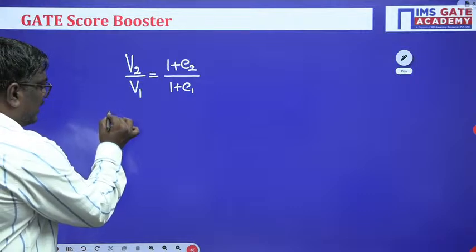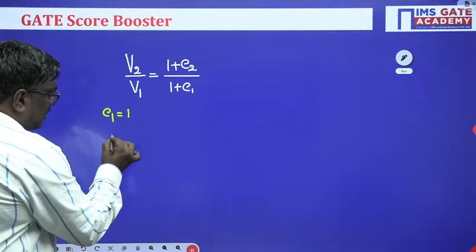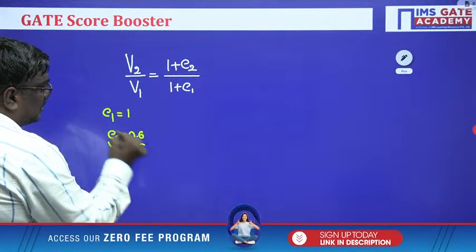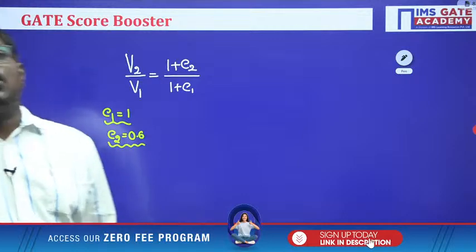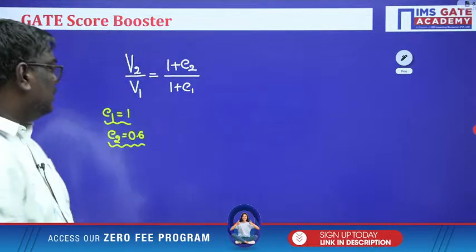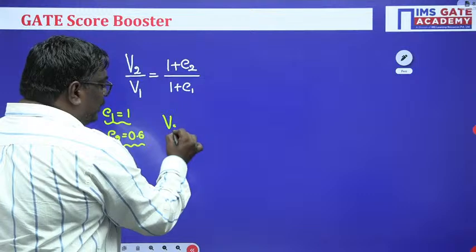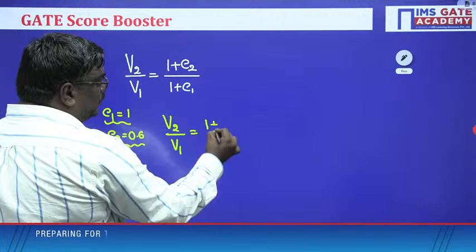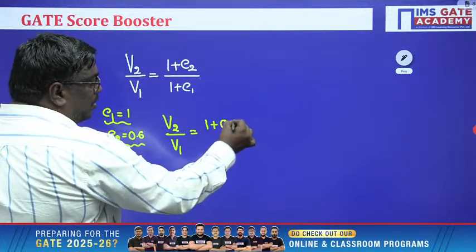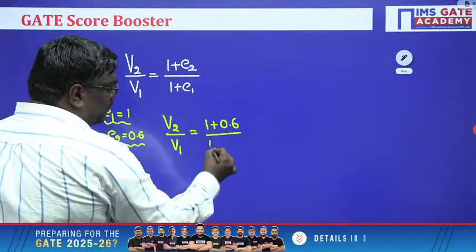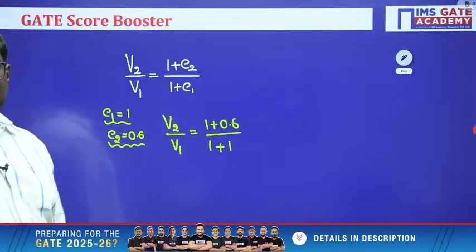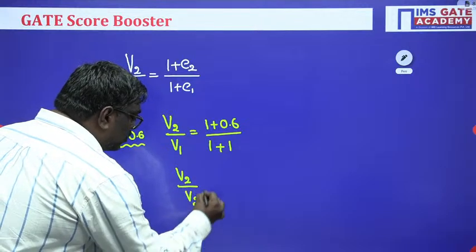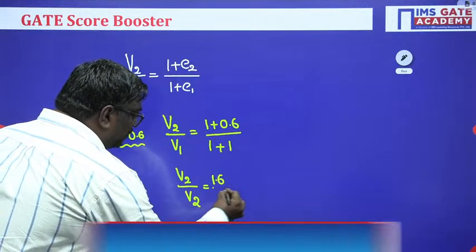Now, initially the void ratio e1 is 1, and it has dropped to 0.6. What is the percentage volume loss they are asking? V2 by V1 can be written as 1 plus e2, where e2 is 0.6, upon 1 plus e1, which is 1 plus 1. So V2 by V1 is 1.6 upon 2.